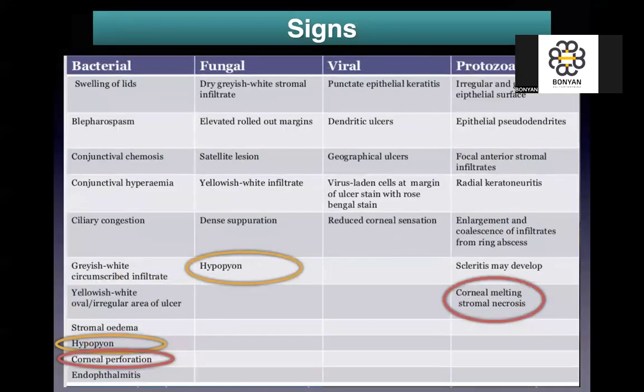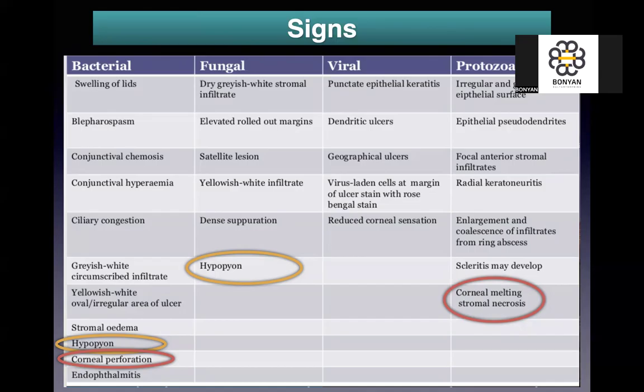In this table I will show you the signs of each one, but I will focus on some points. Hypopyon is present in bacterial and fungal keratitis, not in viral and protozoal. The corneal perforation will happen with both bacterial and fungal, but you'll find there is discharge in both, with dense opacity and dense necrosis in both bacterial and fungal.